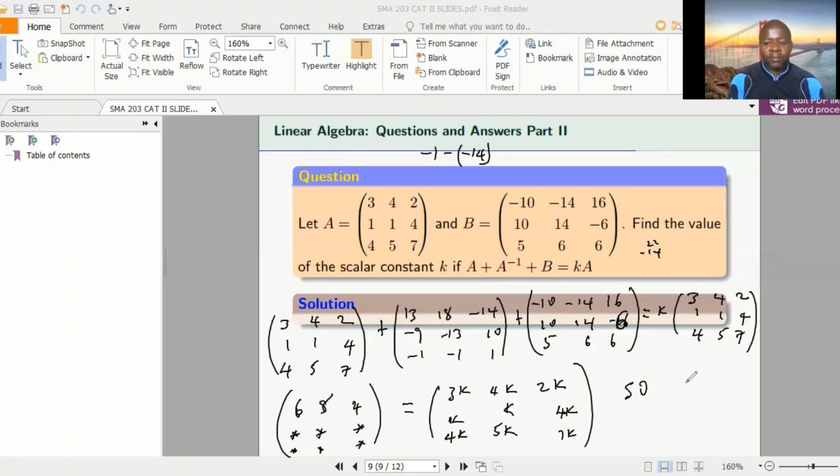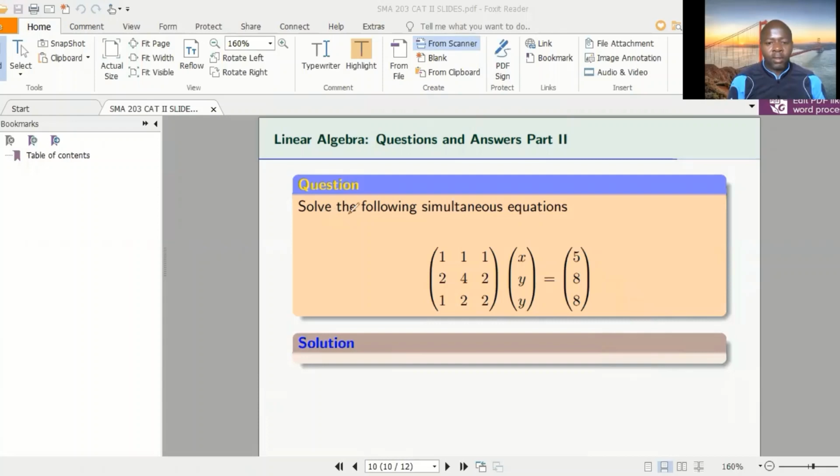This would be 6 is equal to 3k, so k is equal to 3. When you go to use this, it will be 8. I think these matrices are equal. 8 will be equal to 4k, and again this would mean that k is 2. So you just need one to get the result that is equal. Let's look at the next question.